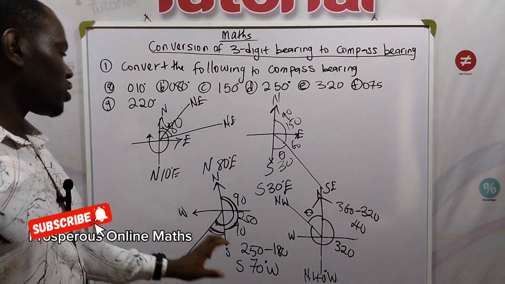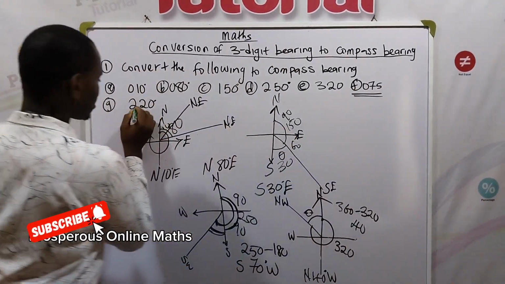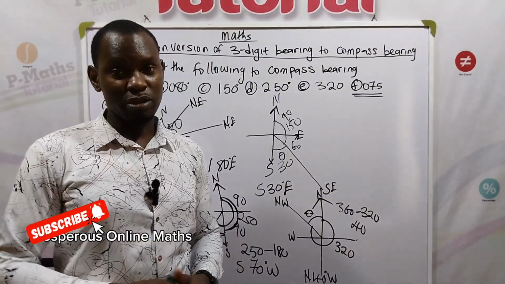All right. So if you have understood what I did, what would this be and what would this be in compass bearing? Drop it in the comment section. I'll come back to check on it.